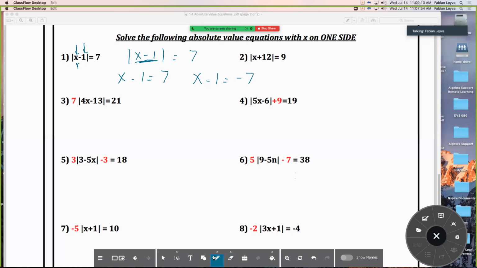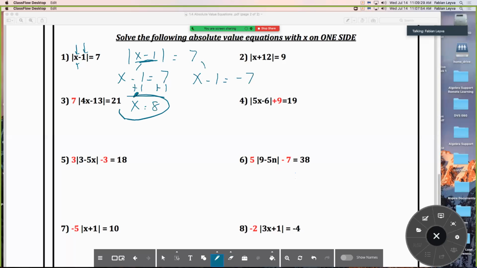Now notice what I really did here is just create two equations. Once you create those two equations, you don't have to worry about the absolute value. Do you want us to write both equations? Yes, because there are two different solutions. You'll notice that when you write those two equations, you have to solve for them now to find that specific value. So I'm going to add 1 to both sides.